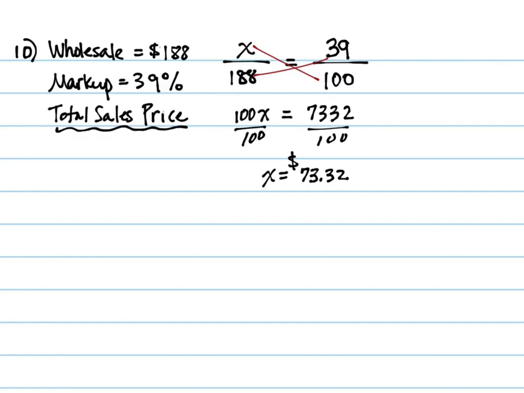So if they ask the total sales price, I'm going to need to add the original price, which was the $188, plus the markup, which is $73.32. And this would be the sticker price on the shelf. So what happens when I add these together? I think you might have multiplied. Try again. 261.32. Good.